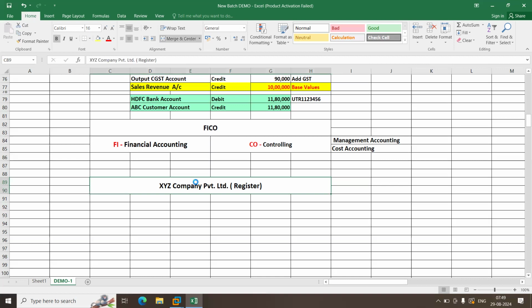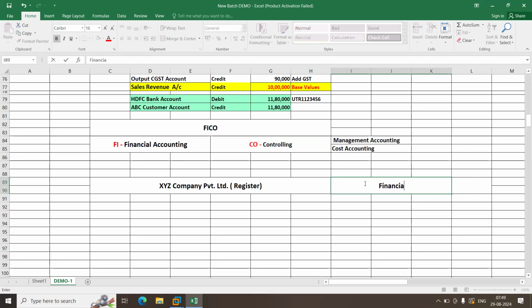So once it is a registered company, what we need to do? You must prepare financial statements and submit to whom? Government. Okay. Once it is a registered company, we must prepare financial statements and submit to government.